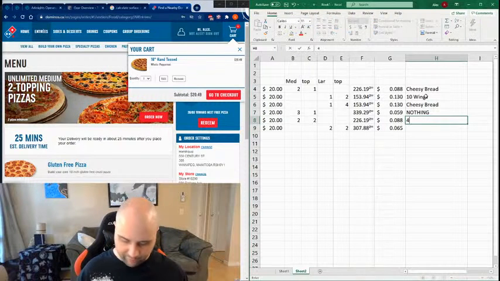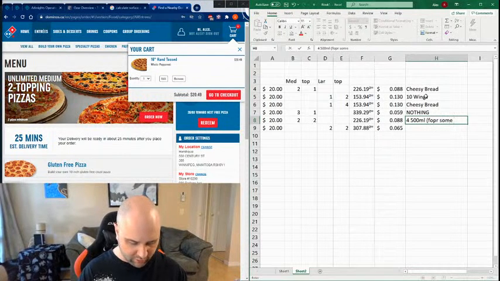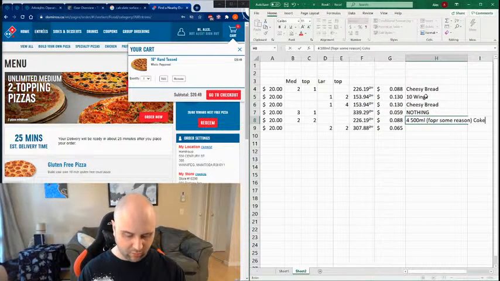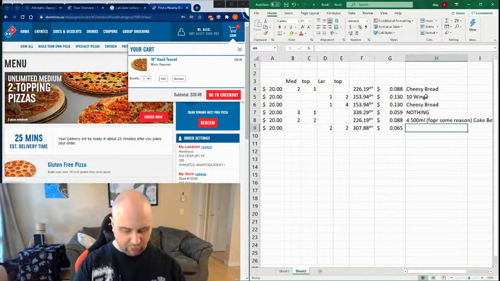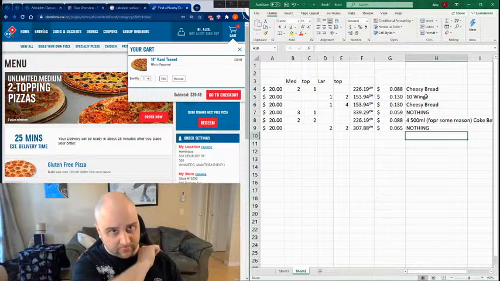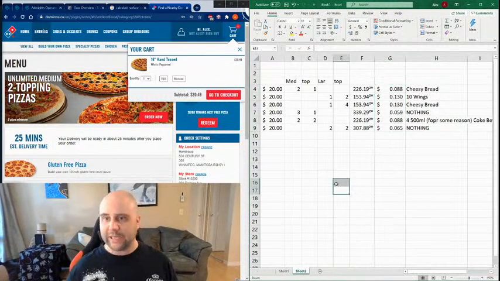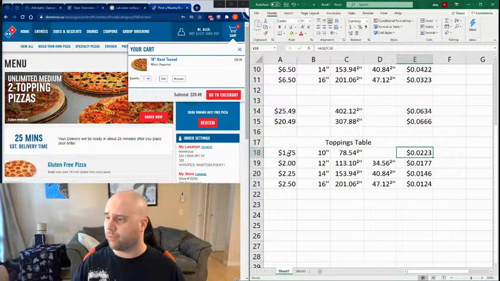All right. And this one we get 500 milliliter Coke beverages for some reason. Okay. And on this one, we also get nothing. Okay. So, this is how it's mathing out, but we still have to figure out the toppings. Okay, so how are we going to figure out the toppings? Well, we have our numbers here as far as how much we're paying for the toppings.